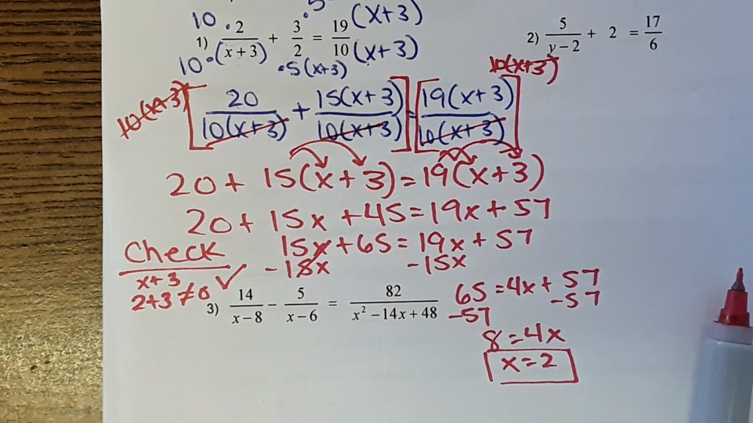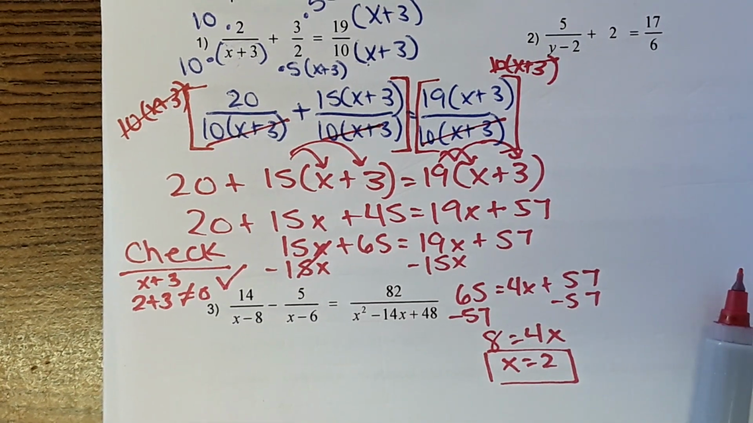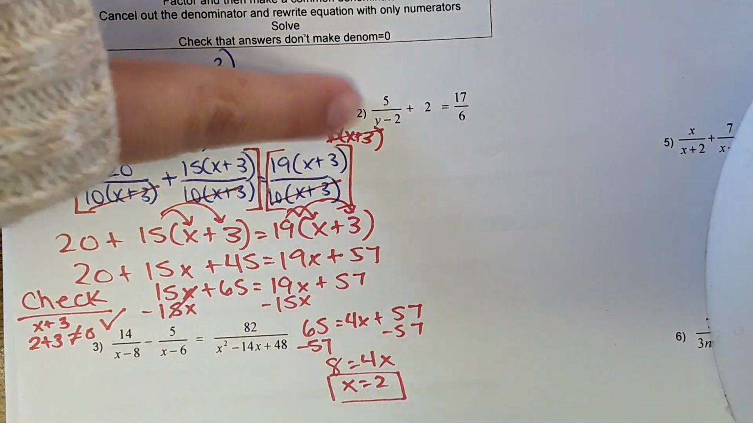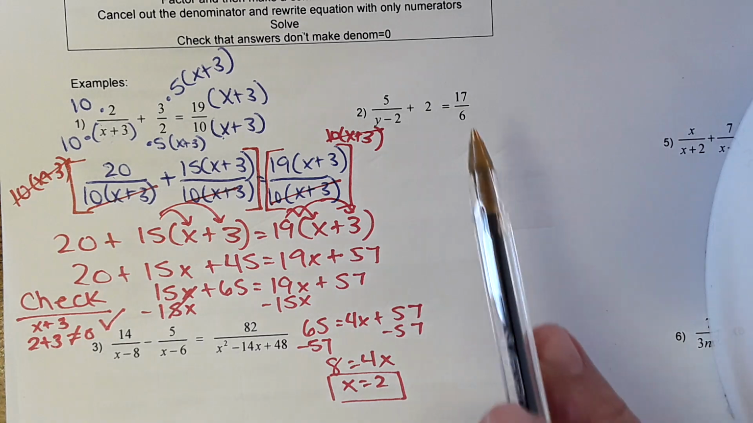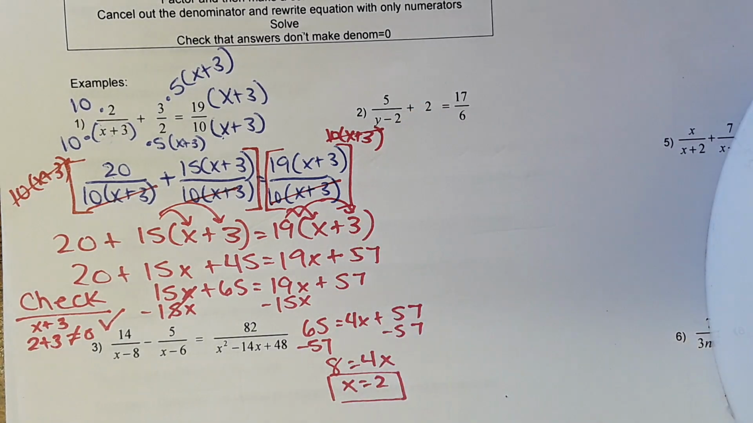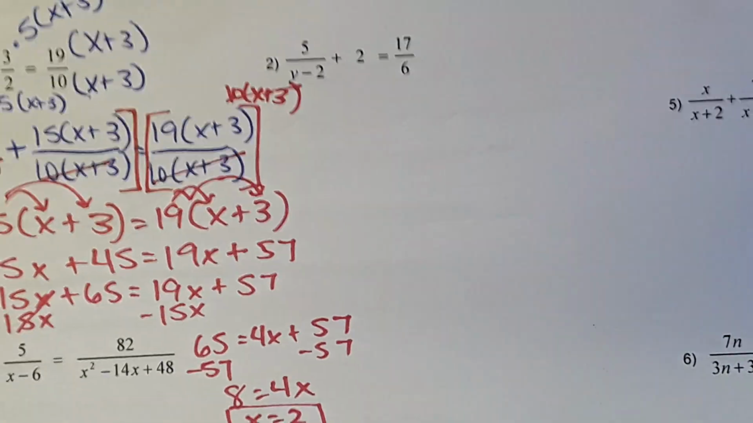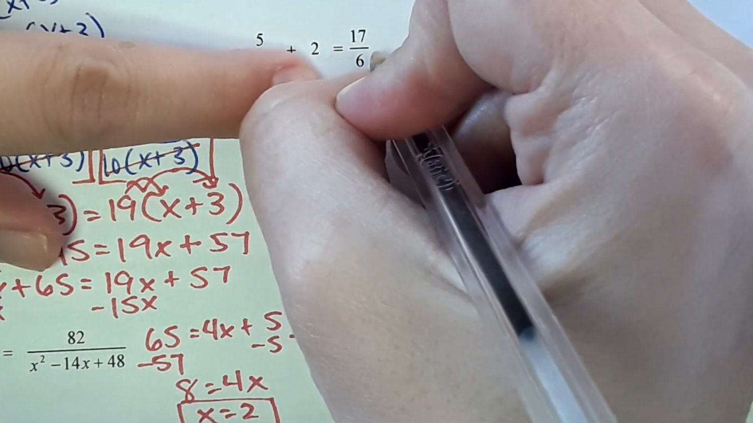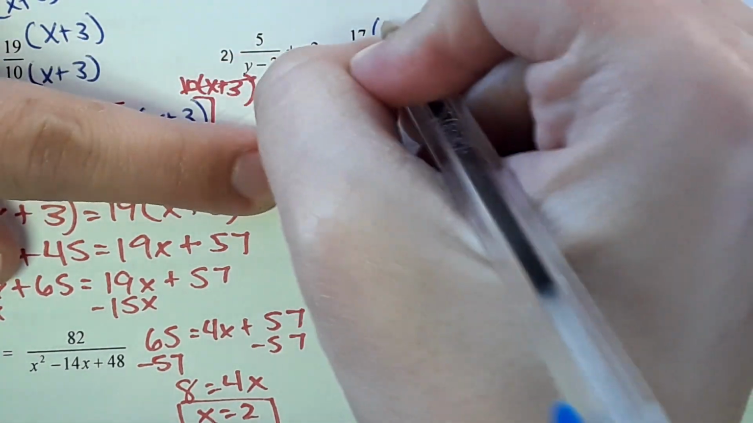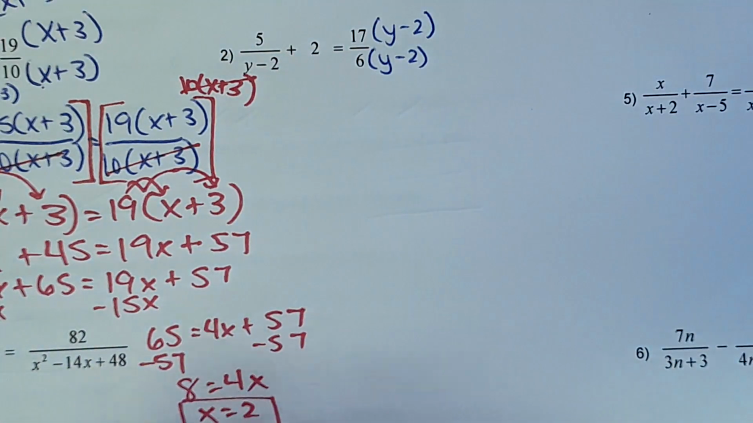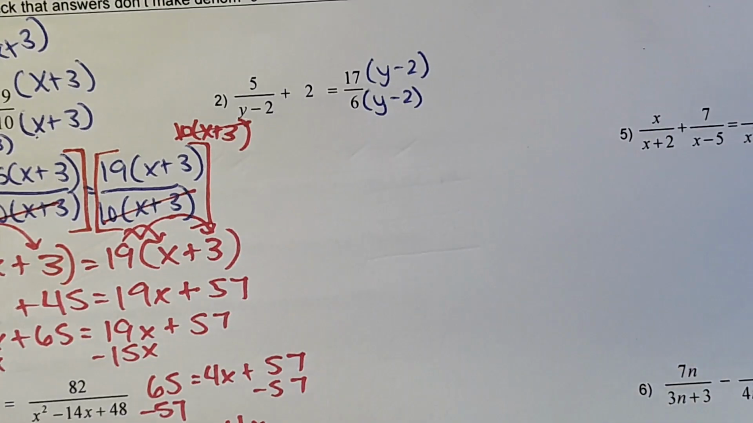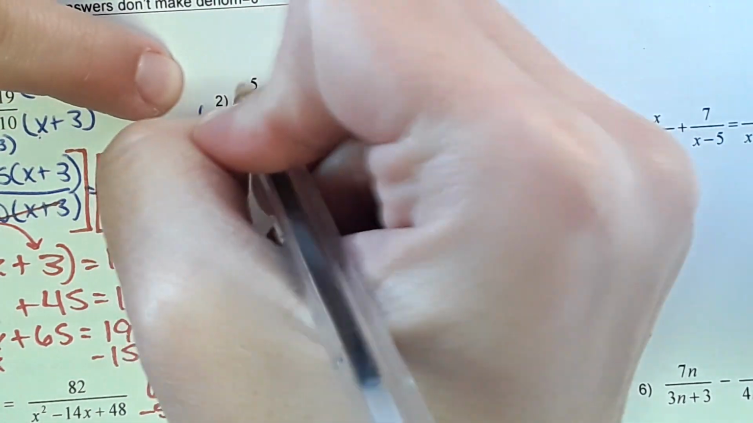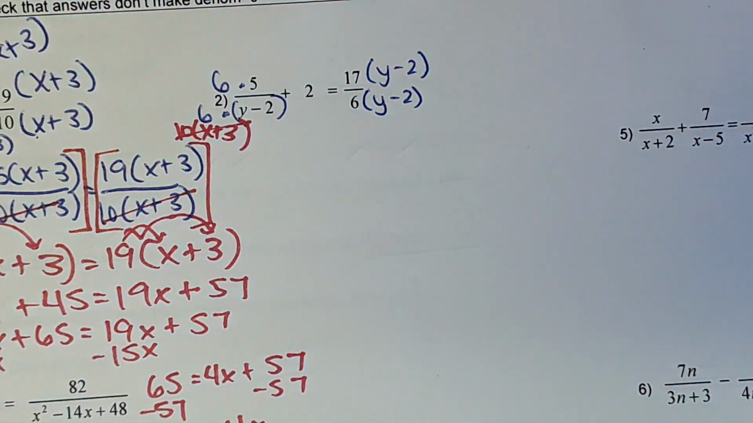Okay, now we repeat for number 2. So move this over. Number 2 right here, same thing. We need a common denominator for all 3 of those terms. So here we go. This y minus 2, I'm going to just multiply the 6 by y minus 2. Whatever I do there, I do to the top. Then for the y minus 2, I can just multiply that by 6 and multiply the numerator by 6.